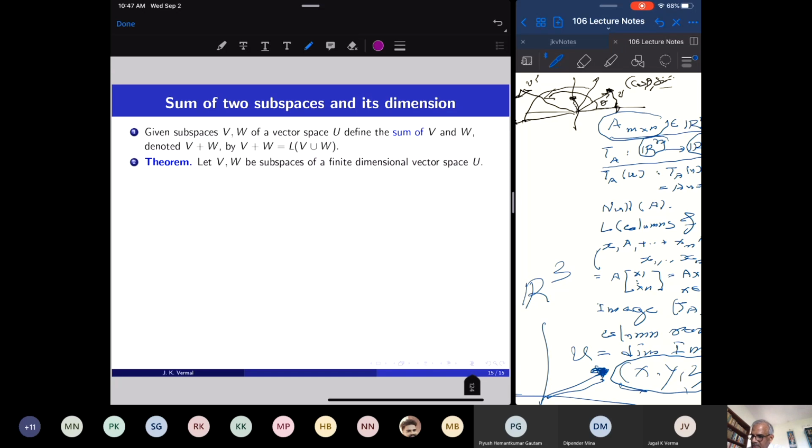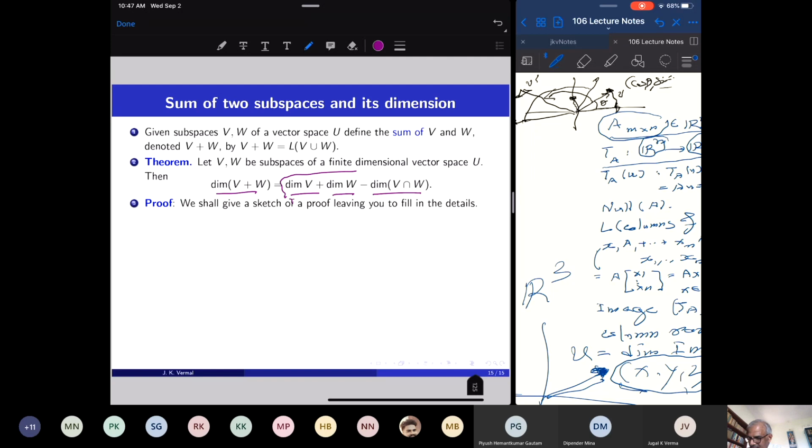Take two subspaces of a finite dimensional vector space, then the dimension of the sum is the sum of the dimensions minus the dimension of the intersection. So when I add the dimensions of two subspaces, I get some excess number, but I have to subtract the dimension of the intersection. So here is my V and here is W. If I add V to W, there is an overcounting, and I have to remove the dimension of the intersection. Here is the sketch of the proof.